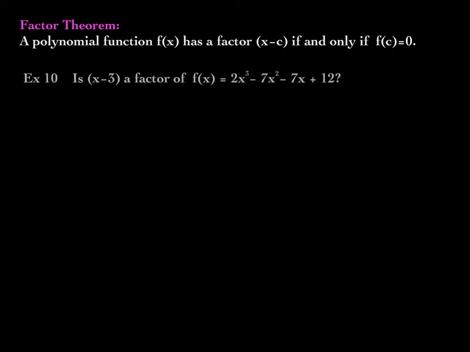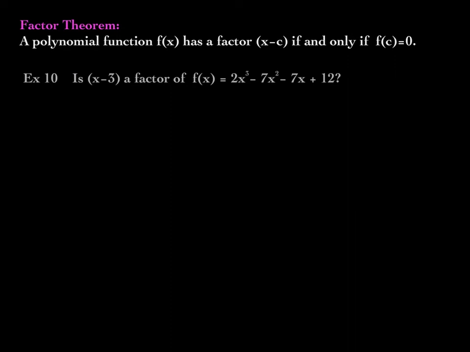In this example, they're asking us, is x minus 3 a factor of this polynomial? Well, the factor theorem says that it is a factor of this polynomial if and only if you're getting 0 as the remainder when you divide. So let's divide and check what the remainder is. If the remainder is 0, then the answer is yes, x minus 3 is a factor. If the remainder is not 0, then we can say no, x minus 3 is not a factor. Now we have to divide.